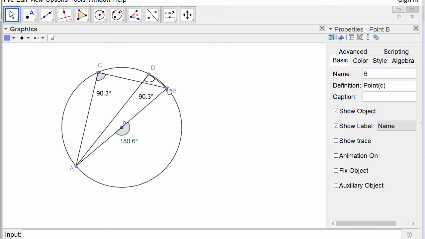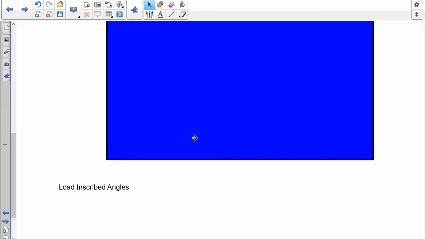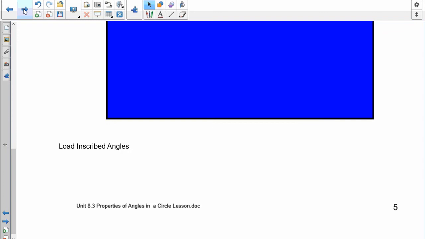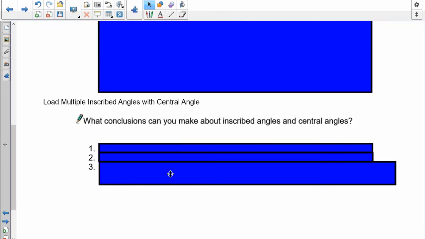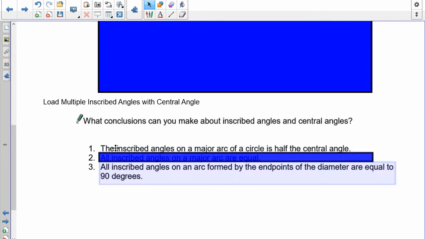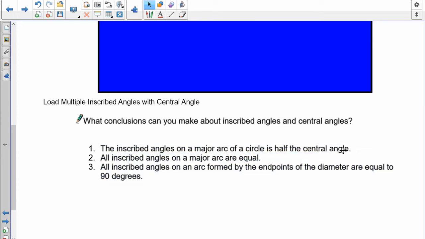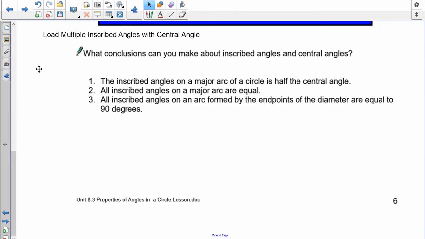Now this is critical because there are going to be some problems that you have to solve which become very, very difficult if you don't know this property. The moment you go across a diameter, these make 90-degree angles. And the moment you have 90-degree angles, guess what you can use? Pythagoras' theorem. So that's very important. So we've got inscribed angles, we've got central angles, and we have our conclusions now. Inscribed angles are always the same if they subtend the same central angle. All inscribed angles on the major arc, if they subtend the central angle, are equal. And if you go across a diameter, it's equal to 90 degrees.